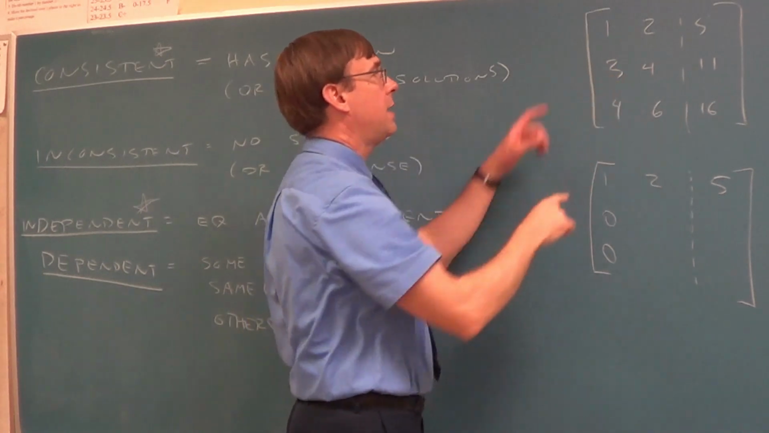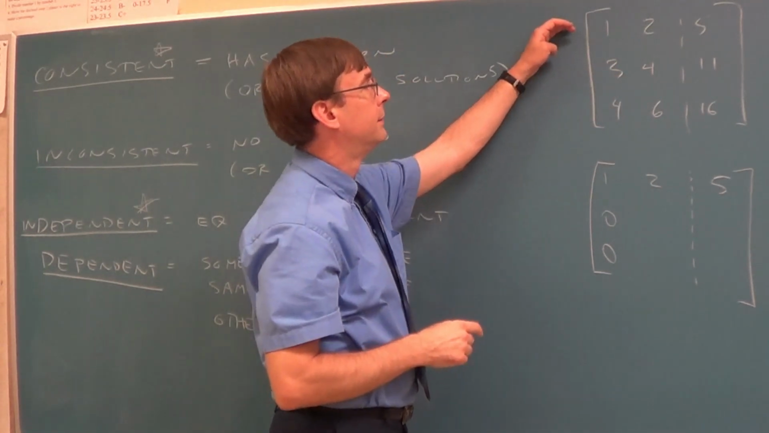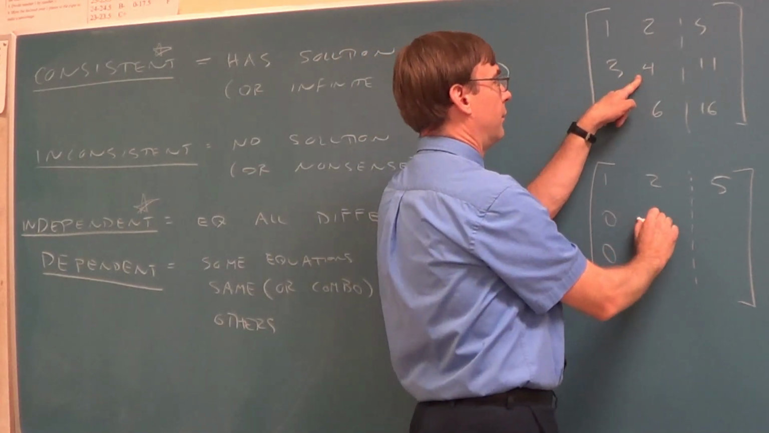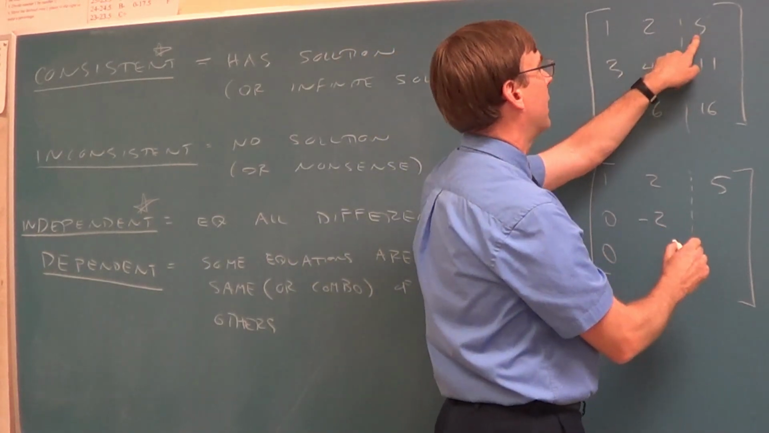Using 1 to kill 3, we multiply by -3. So multiply by -3 and add down. -2. Multiply by -3, add down.